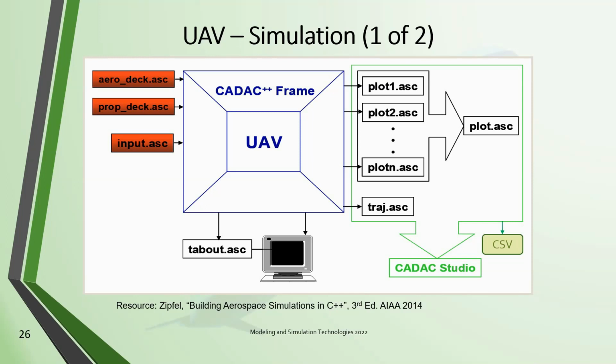All these plottings can be done in CADAC Studio. If you don't load up CADAC Studio, you also have another option, which is called the Comma Separated Variable option, which is very general and can be plotted with MATLAB and other plotting programs. On the bottom, we see here that there will be displays scrolling on the screen, and those can be archived in a tabout.asc file.